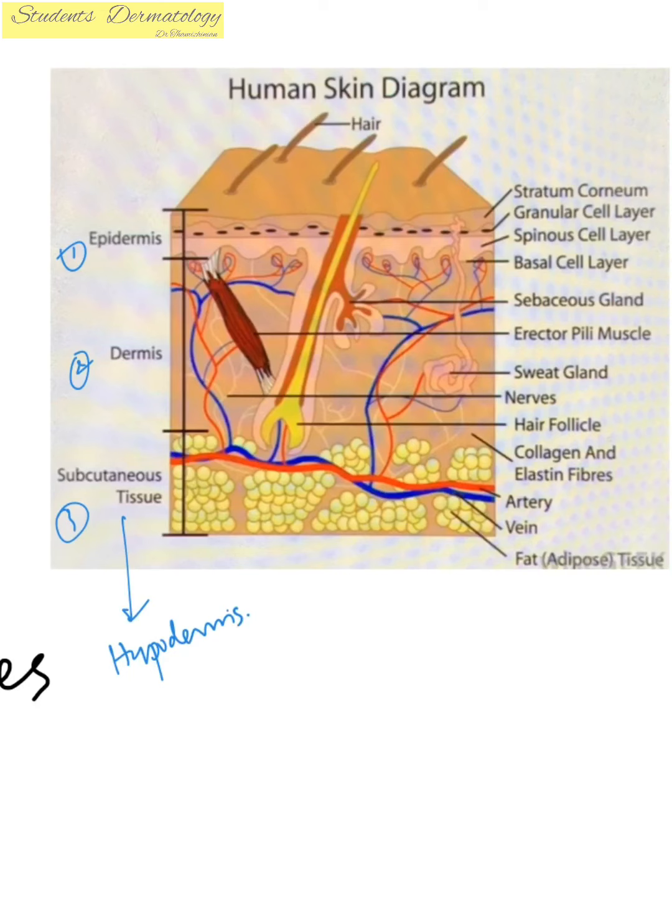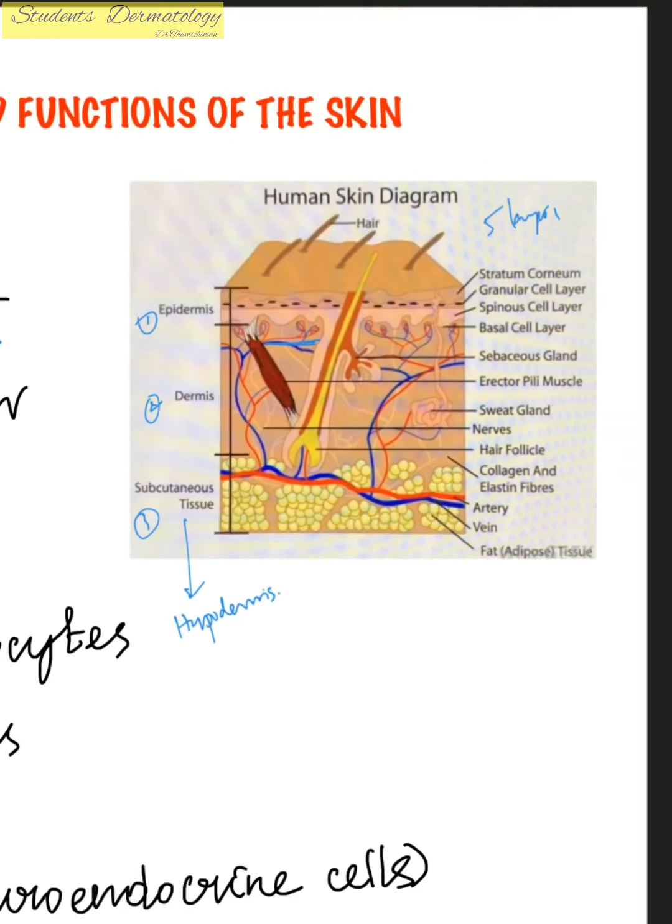The epidermis consists of 5 layers: stratum corneum, granulosum, spinosum, basal, and another layer called stratum lucidum present in acral areas like palms and soles. Beneath the epidermis we have the dermis, and beneath the dermis we have the subcutaneous tissue. The dermis is of two types: papillary dermis and reticular dermis, both separated by the subpapillary plexus.